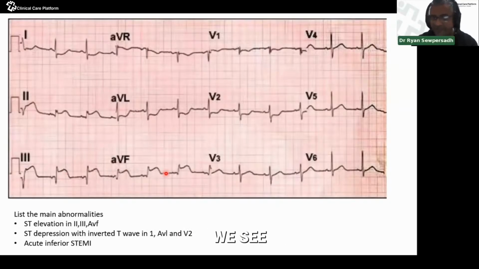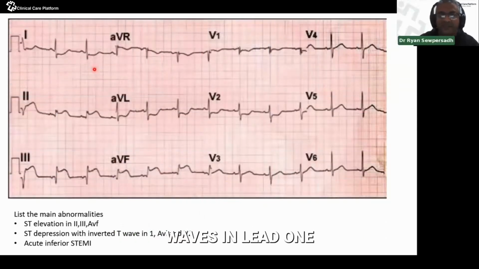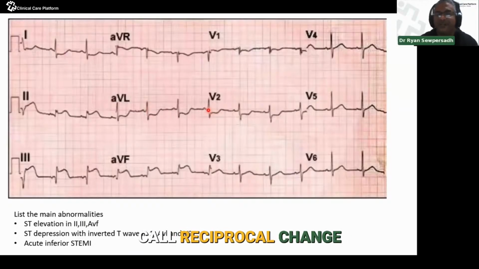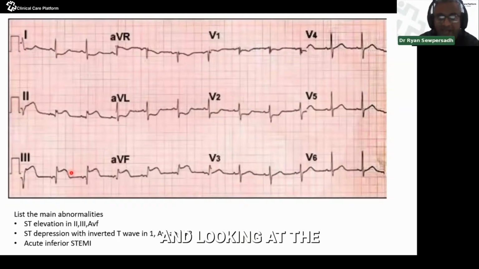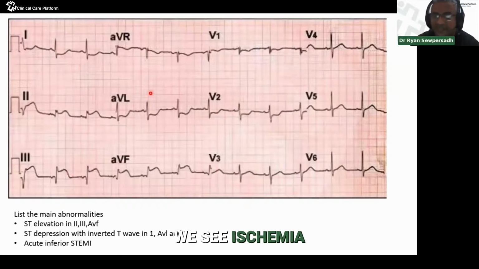But that's not all we see. We also see ST depression with inverted T waves in lead 1, right? We also see it in AVL. There we go. And in V2, hello. This is what we call reciprocal change, right? We have infarction in one area, and looking at the heart from another angle, we see ischemia.